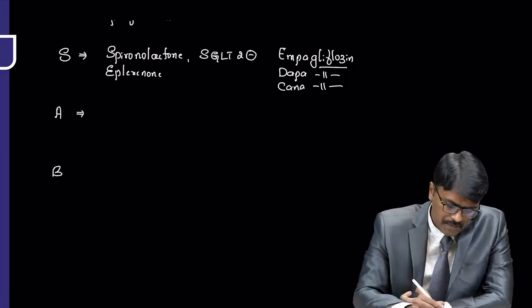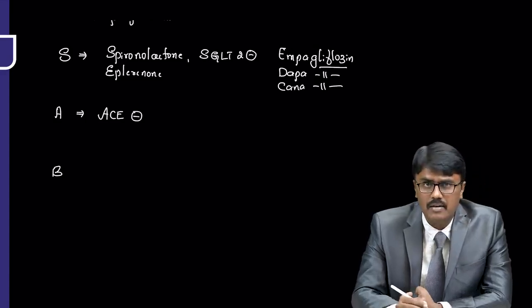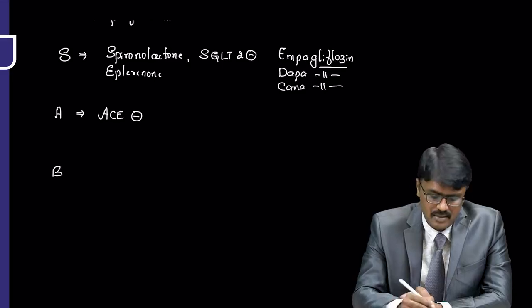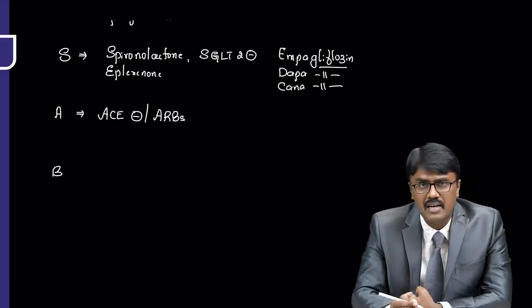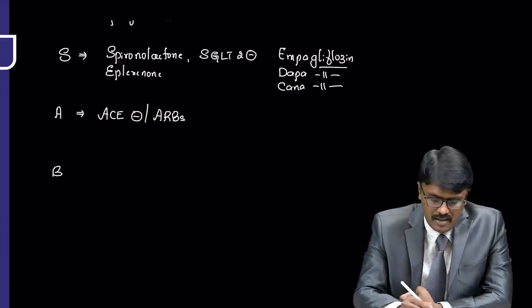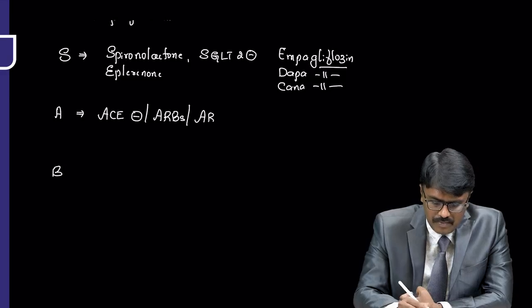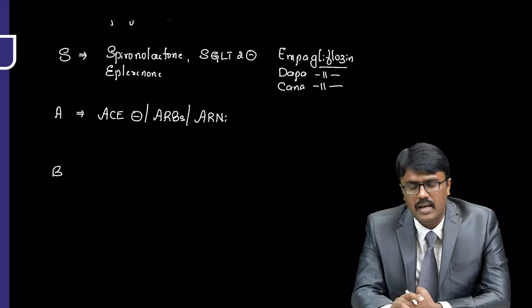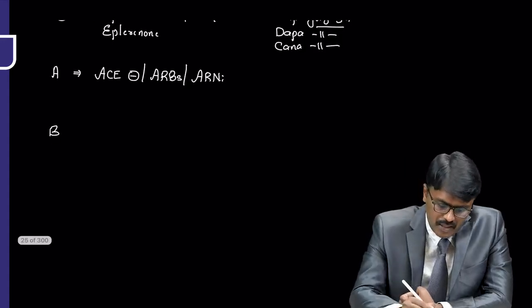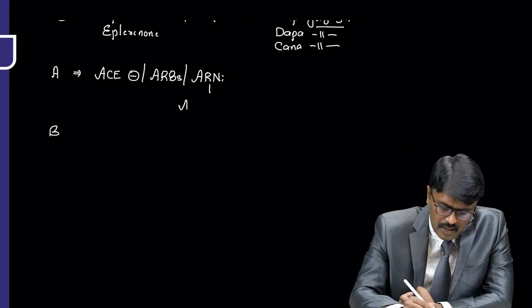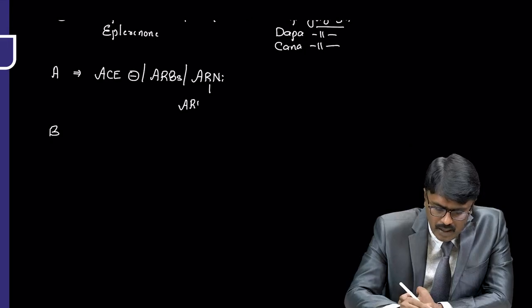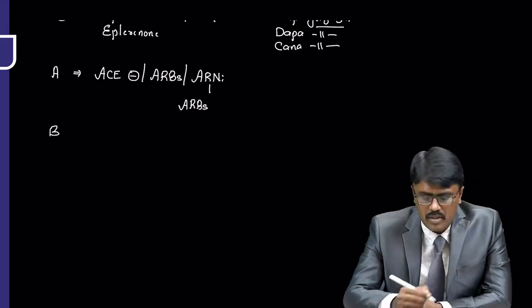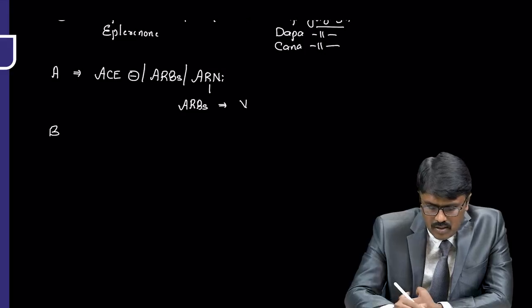Then A stands for the ACE inhibitors, and you know that they end with pril. So can you guess some drugs? Then ARBs, and they end with sartan. Can you guess certain drugs? And then we have ARNI. Now what is ARNI? I will tell you. ARNI stands for this meaning. AR stands for ARBs. The ARB that is used is valsartan.